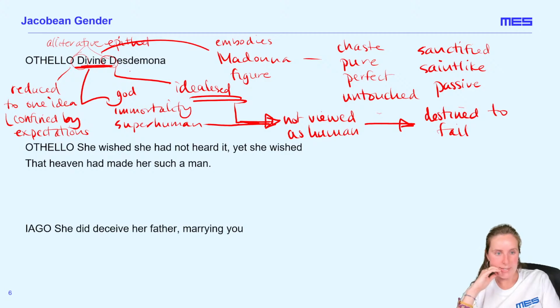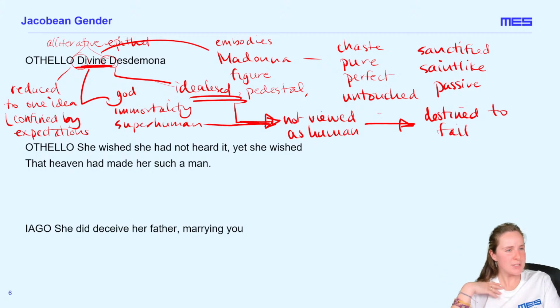So there's this idea here of divine Desdemona. She's idealized, she's put on a pedestal, she's worshipped. Does Othello really love her? Seems like it. But it's hard to say if he likes her or the idea of her, right?